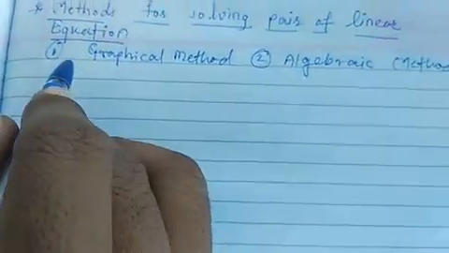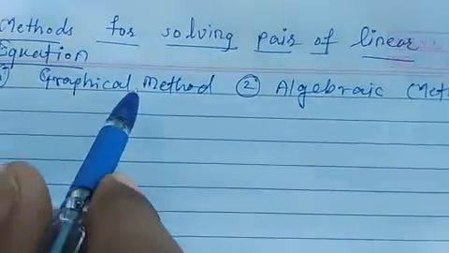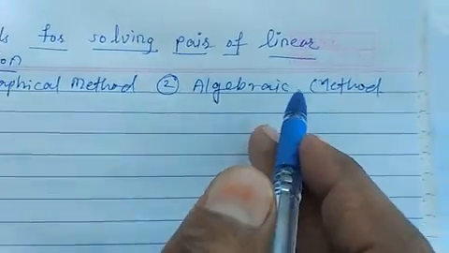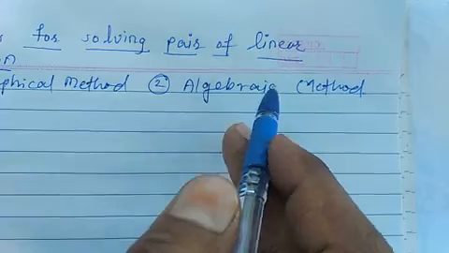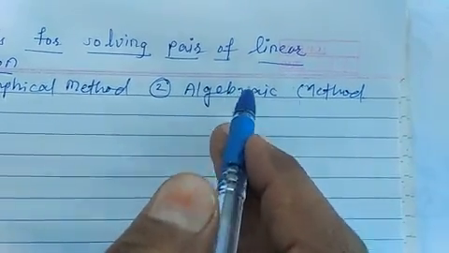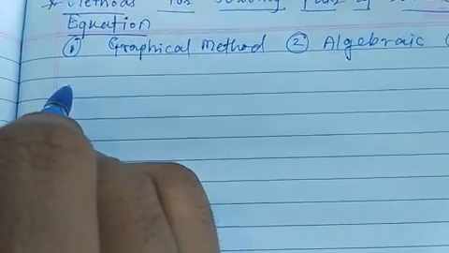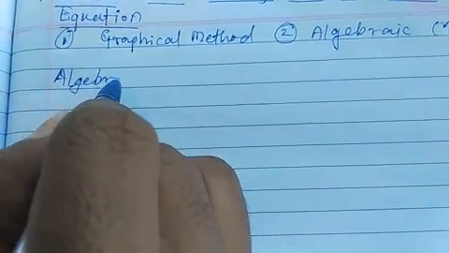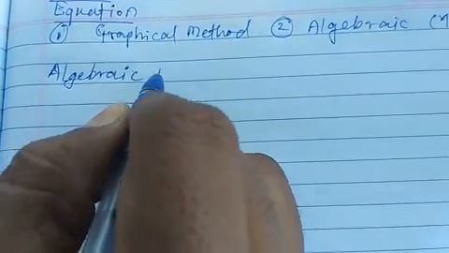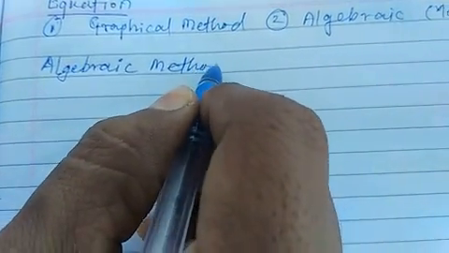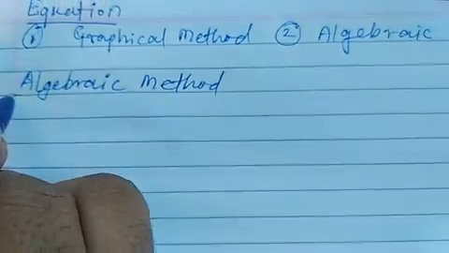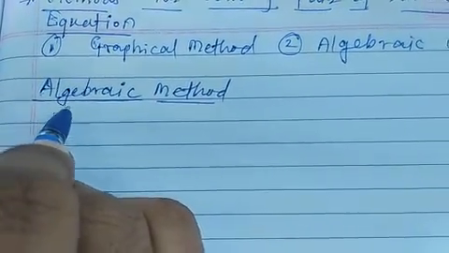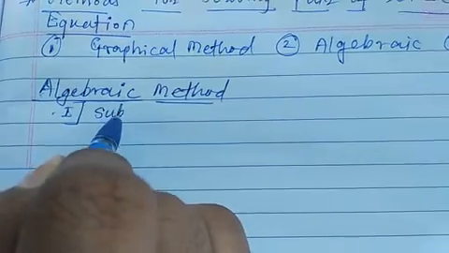So now, today we will see the algebraic method. We have already seen how to solve an example using the graphical method. Today we will see the types of algebraic method and an example. The algebraic method can again be divided into three different methods. The first is the substitution method.